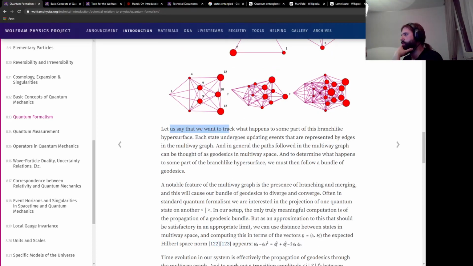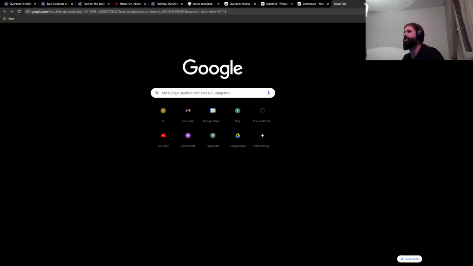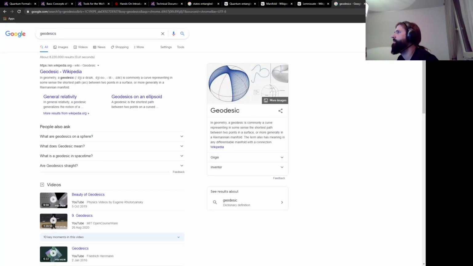Let us say that we want to track what happens to some part of this branch-like hypersurface. Each state undergoes updating events that are represented by edges in the multi-way graph. And in general, the paths followed in a multi-way graph can be thought of as geodesics in a multi-way space. What are geodesics? They use this word tons of times in the videos, and I have no idea what it is. In geometry, a geodesic is commonly a curve representing, in some sense, the shortest path between two points in a surface.